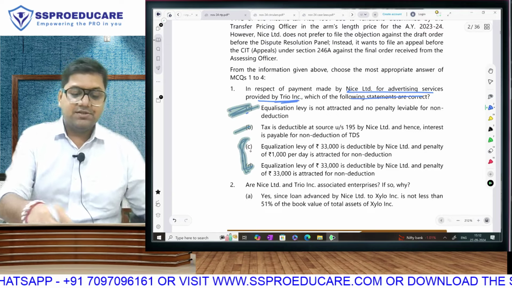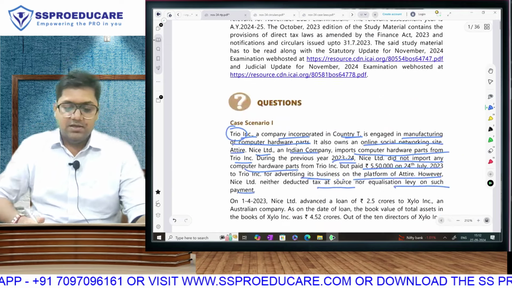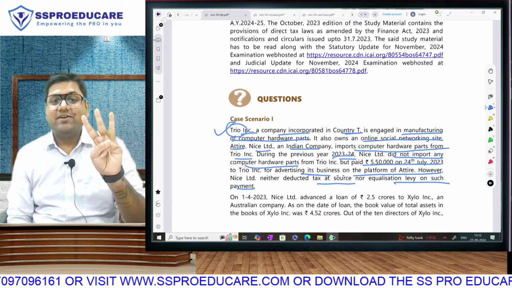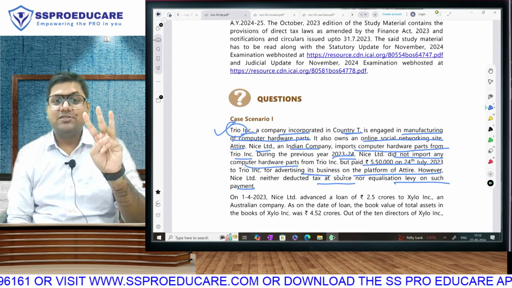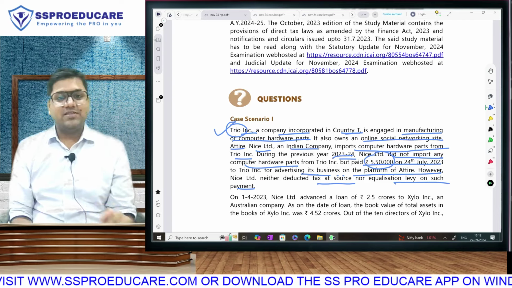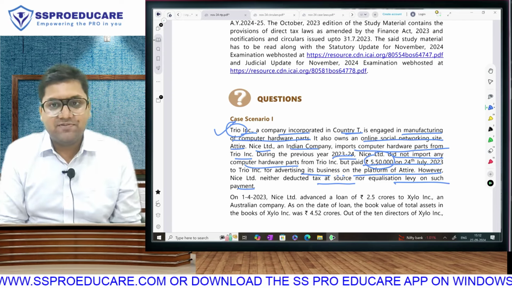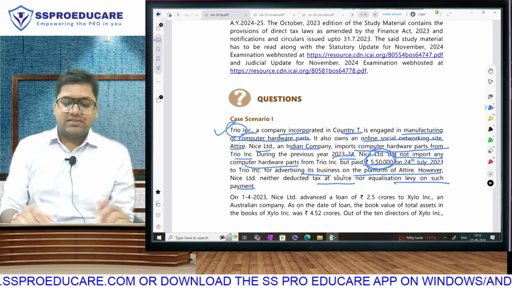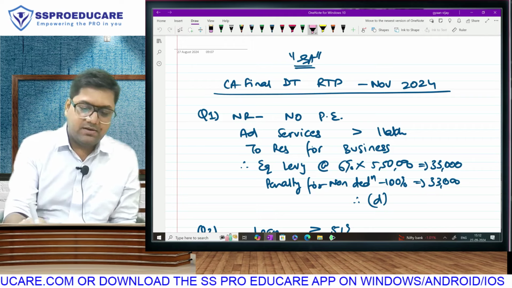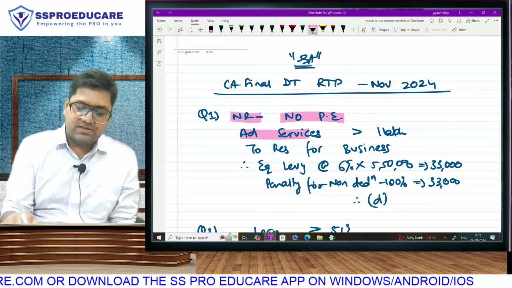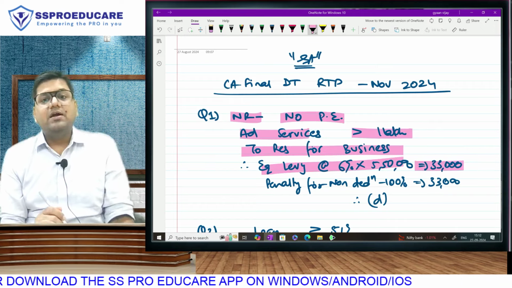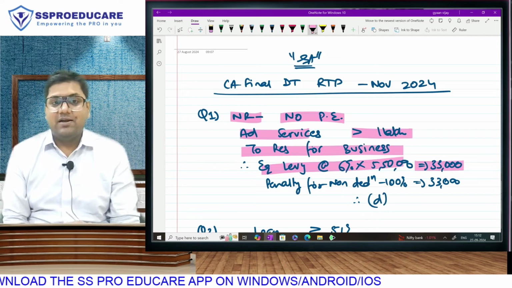What is your answer? Let's check. Is this a non-resident, not having a permanent establishment in India, providing advertisement services, a specified service, of more than rupees 1 lakh to someone in India for the purpose of business? All conditions of the 6% equalization levy are fulfilled, and therefore 6% equalization levy applies, as we have already solved. So: non-resident, no PE in India, advertisement service of more than 1 lakh to a resident for business, 6% of 5,50,000 is 33,000, and when you don't deduct that, 100% penalty is attracted.